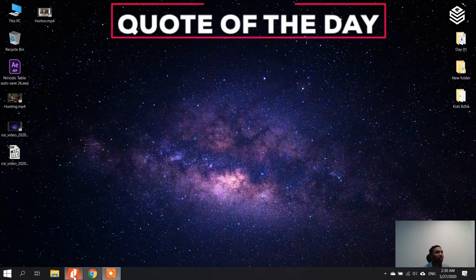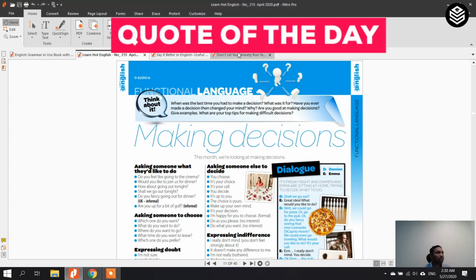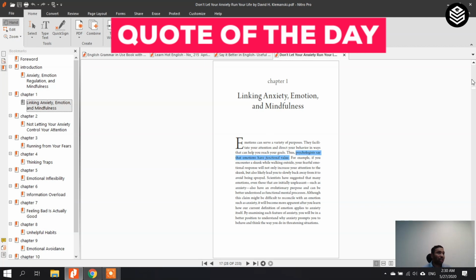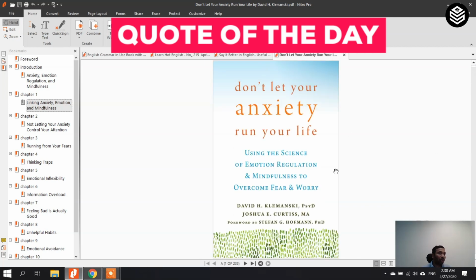So the final one is going to be the book. As I told you, this could be a random book. It could be management or leadership or something like this. This is the book we will see today: Don't Let Your Anxiety Run Your Life. This is a very important topic. It's a very important book because most of us are affected by emotions.